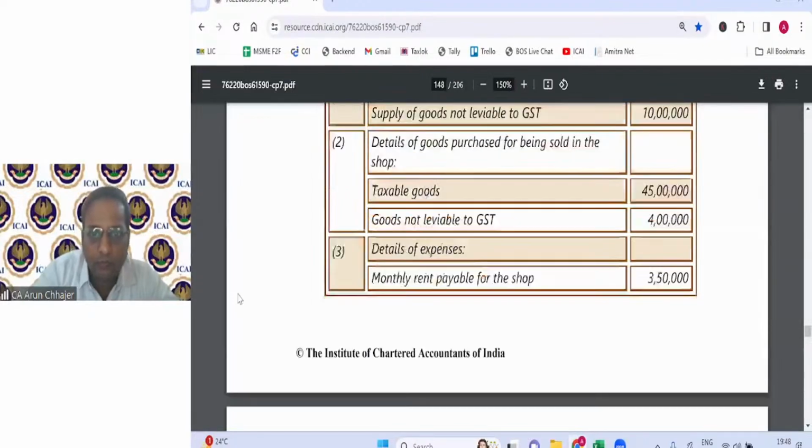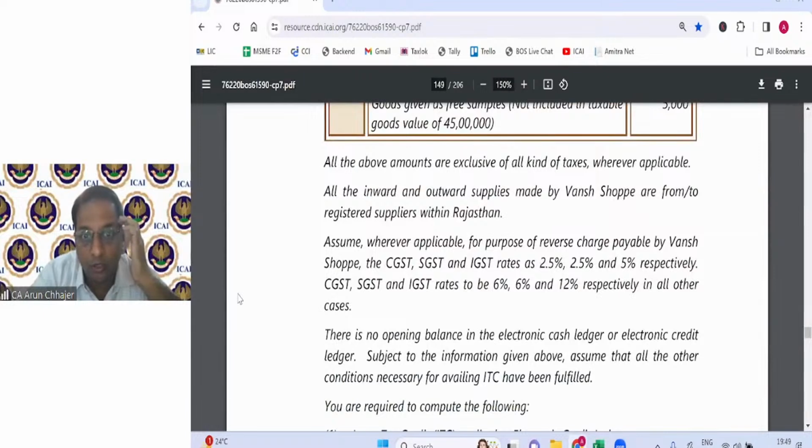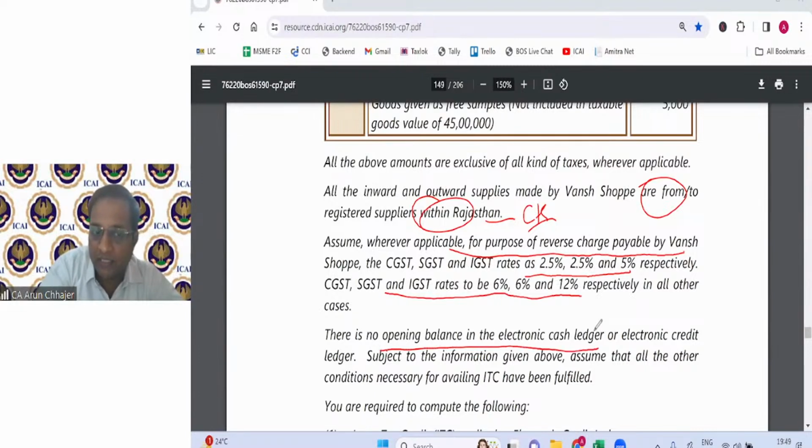And let's check the rate of tax once. All the amounts are inclusive of all taxes. All the inward and outward supplies are within Rajasthan. So from or to Rajasthan, it means it would be C plus S only, right? Now it would be C plus S only. Okay. And assume wherever applicable for the purpose of reverse charge, the rate is 5% and CGST, SGST is 6%. There is no opening balance in the credit cash ledger or credit ledger. Assume that all other conditions have been satisfied.